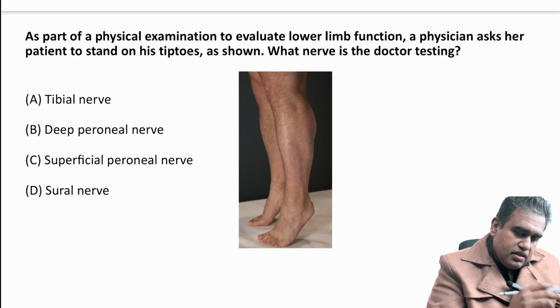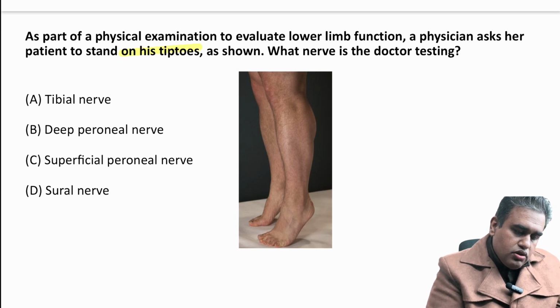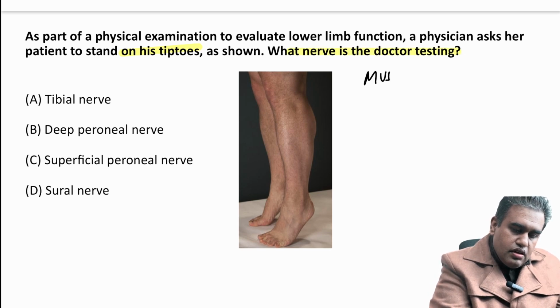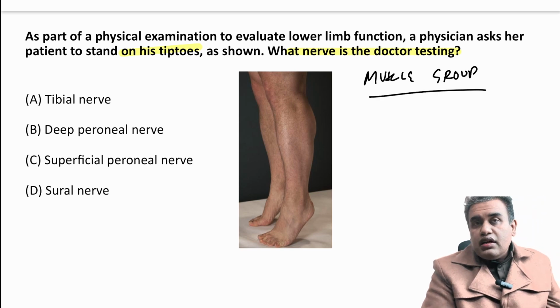ये क्वेश्चन है. एज पार्ट ऑफ द फिजिकल एग्जामिनेशन टू एवेल्युएट द लोअर लिम्ब फंक्शन, अ फिजिशियन आस्क्स द पेशेंट टू स्टैंड ऑन द टिप टोज. व्हाट नर्व इज द डॉक्टर टेस्टिंग? आप मुझे बता दो कौन सी मसल ग्रुप है, कौन सी मसल ग्रुप हो रही है, राइट? आप इतना बता दो एंड नर्व इज इटसेल्फ क्लियर.